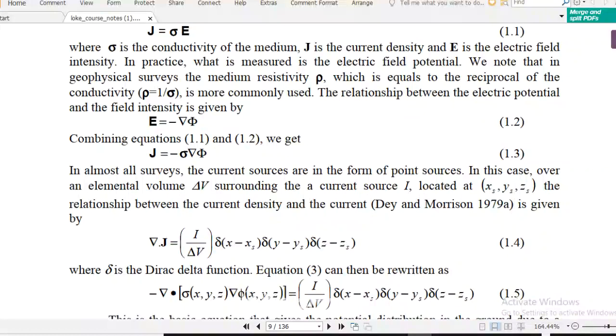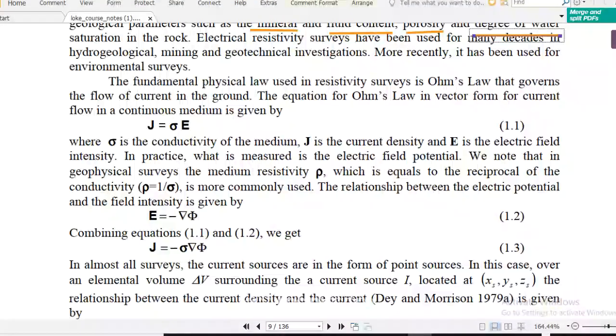When you say geophysics, the knowledge of physics is important. For example, you know Ohm's law. It is in physics. Ohm's law determines the relation between voltage drop, current, and resistance. The fundamental physical law used in resistivity survey is Ohm's law, which governs the flow of current in the ground.